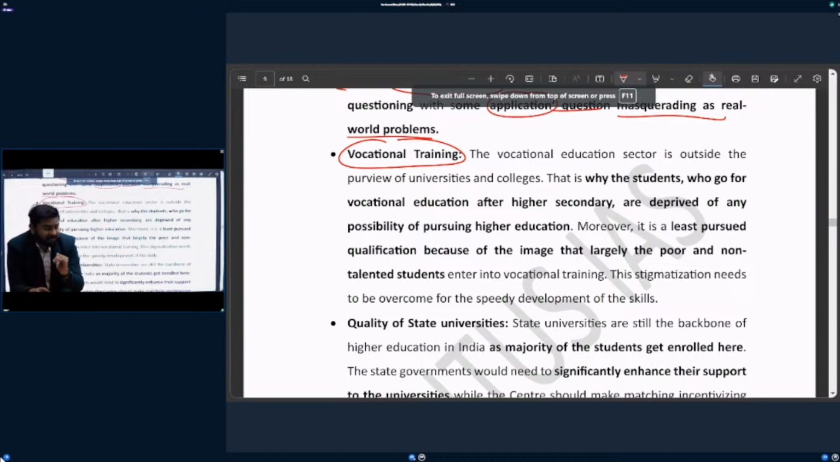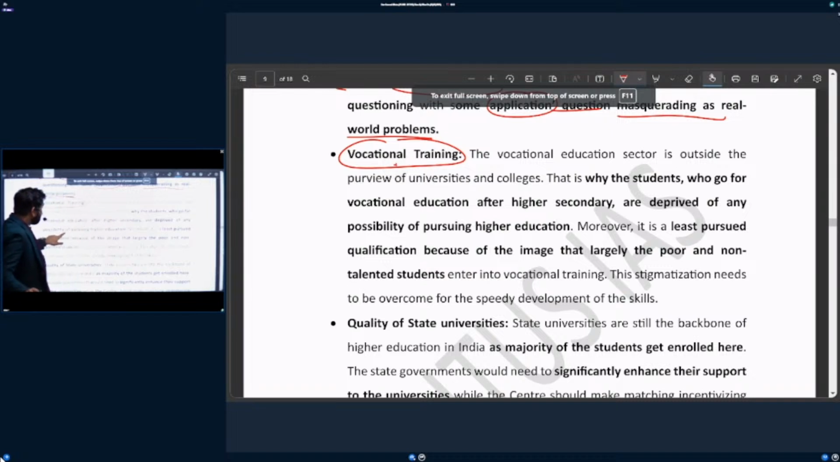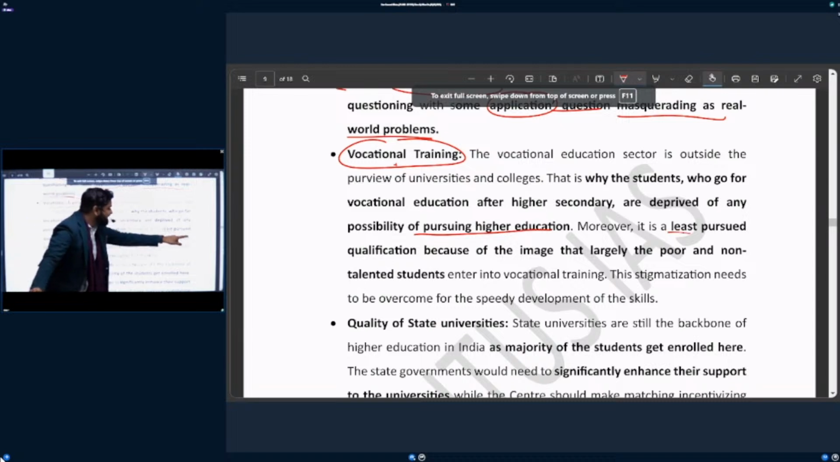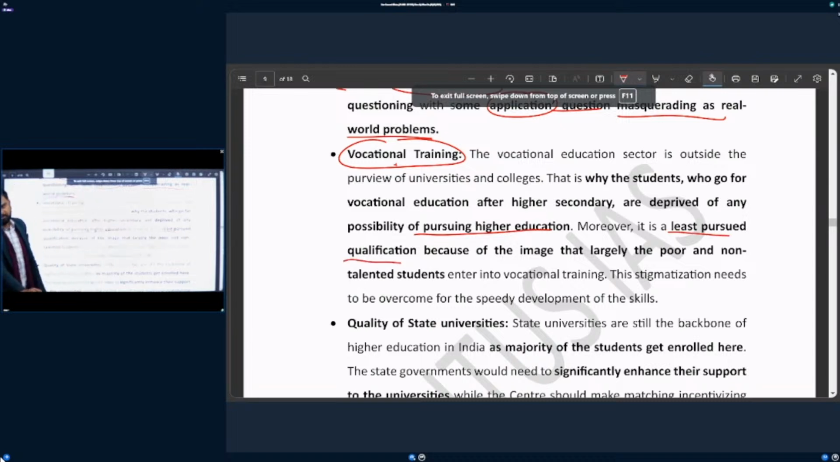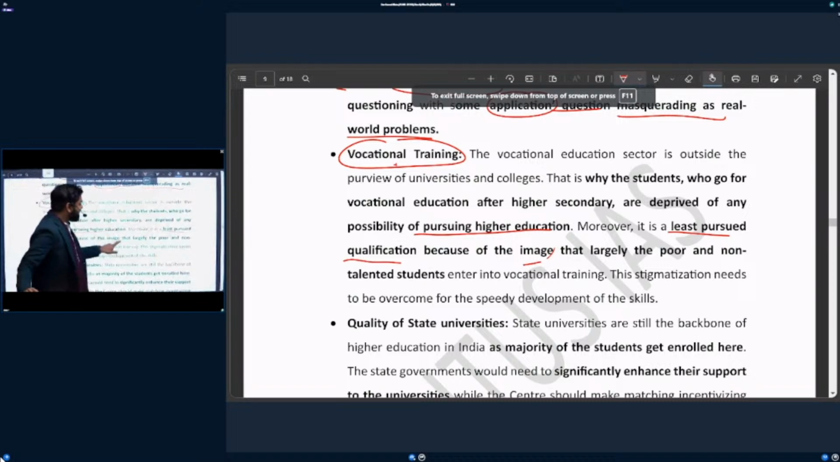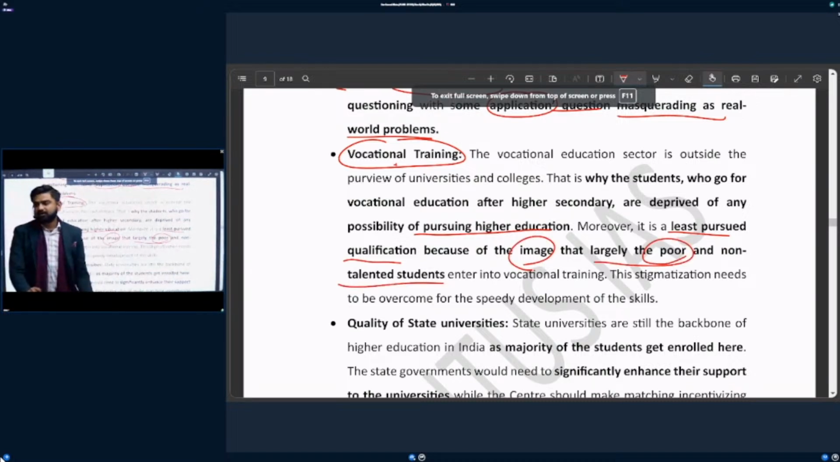But the problem that is highlighted here is the people who go for vocational training, they often are unable to pursue higher education. Second thing, it is the least pursued qualification because of the image that it is largely for poor and non-talented. And this is another problem in India, that we think that if you have a big degree course in IIT, then only you are a good person. Parents ऐसे ही होते हैं हमारे भी, ठीक है.